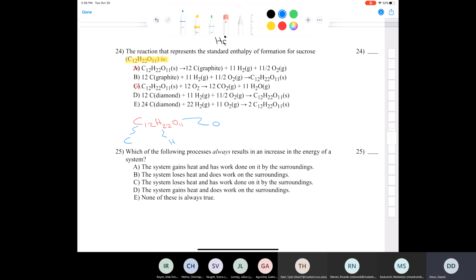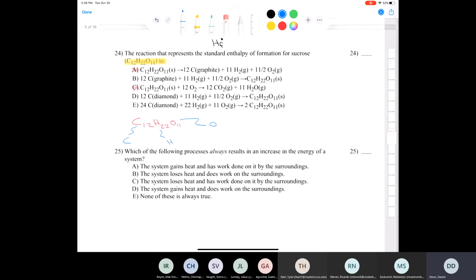And so if we are talking about the standard enthalpy of formation of sucrose, we're going to talk about the standard enthalpy, which means the formation of sucrose from its elements in their most stable form. Now, the most stable form of oxygen is O2, right? There is another allotrope of oxygen, which is ozone, but that's not the most stable form of oxygen. And the most stable form of hydrogen, because it's a diatomic gas as well, is going to be H2 gas.